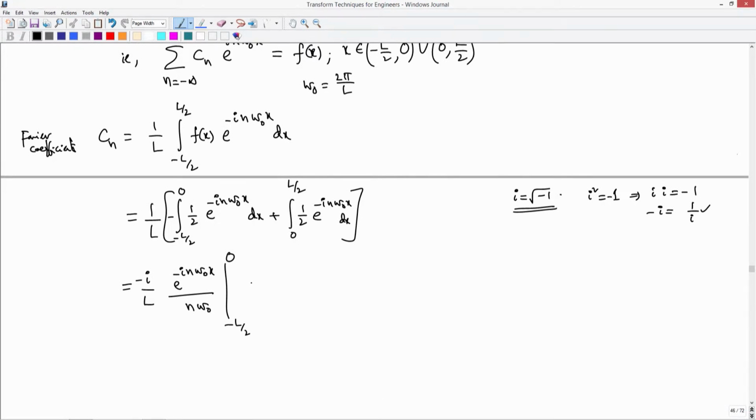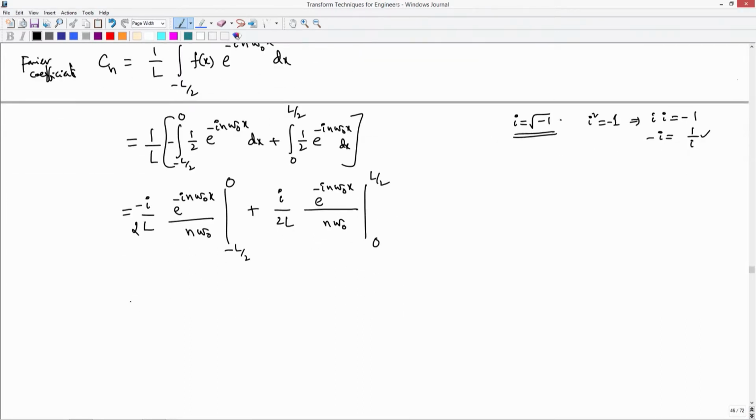So, this one plus, again because here it is minus, for the other integral 1 by 2 L. So, there is a 2 missing here. So, half, that is half here, 1 by 2 L, and you have here i n omega naught into e power minus i n omega naught x, and if you bring this up, it is going to be plus i, and again for this 0 to L by 2, those are the limits you have to apply. So, what you get is minus i by 2 L.